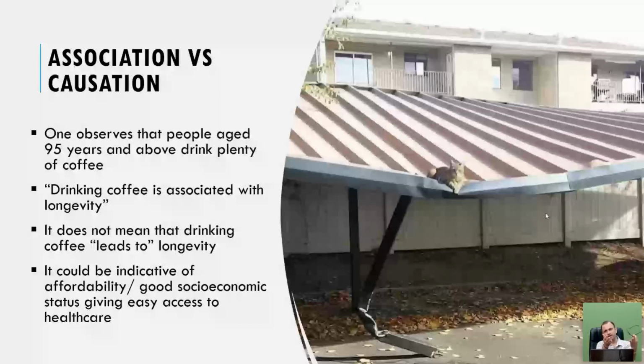So for example, this is one example from one of the studies. One observes that people aged 95 years and above drink plenty of coffee. So drinking coffee is associated with longevity. But it does not mean that drinking coffee leads to longevity. There is a difference. The first one is association, the second one is causation. It could be simply indicative of affordability or good socio-economic status, giving easy access to healthcare. That could be the actual reason. But we are inferring that drinking coffee is leading to longevity. So this is an example where we mistake association for causation. This mistake or confusion could be quite common.